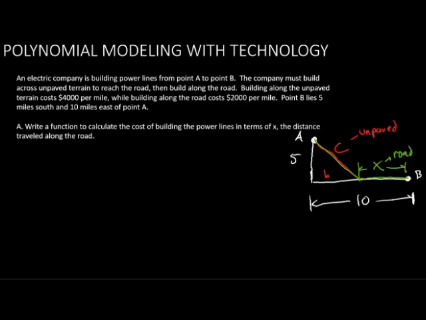Building on the unpaved terrain costs $4,000 per mile, while building along the road costs $2,000 per mile. We are also given that point B lies 5 miles south and 10 miles east of point A, which is represented by this white set of lines that I've labeled with 5 and 10. Our job is to write a function to calculate the cost of building those power lines.